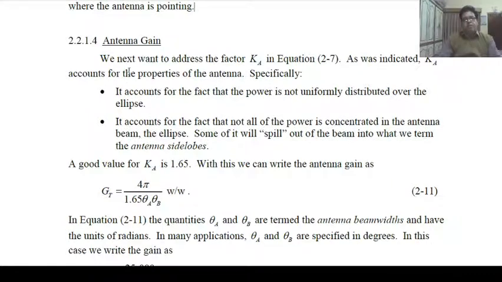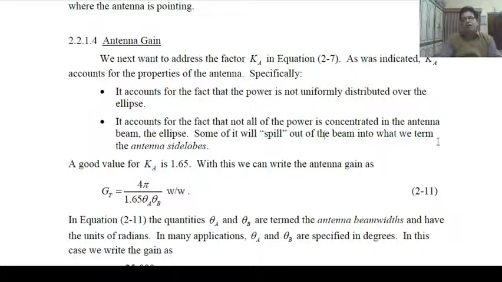Antenna gain. We next want to address the factor K_a. What is K_a in equation 2.7? As indicated, K_a accounts for the properties of the antenna. Specifically, it accounts for the fact that the power is not uniformly distributed over the ellipse. It accounts for the fact that not all the power is concentrated in the antenna beam of the ellipse. Some of it spills out.